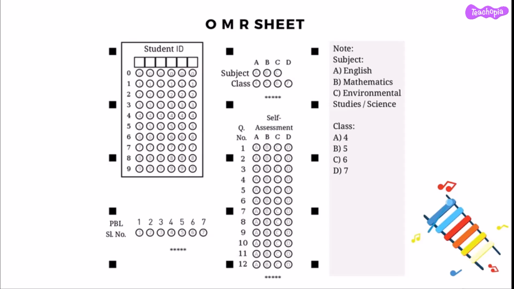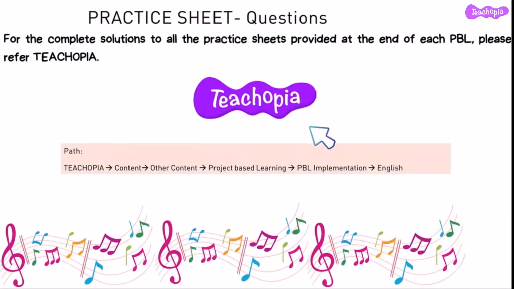Using the OMR sheet is a skill that we also want our learners to have to compete in this 21st century. With that, the learners have successfully completed the PBL, and they are moving one step closer in improving their English language proficiency.